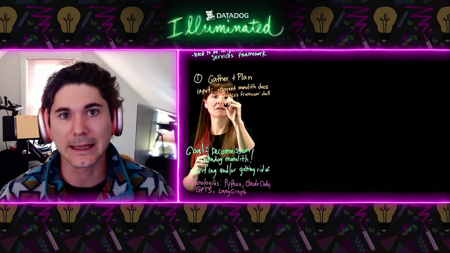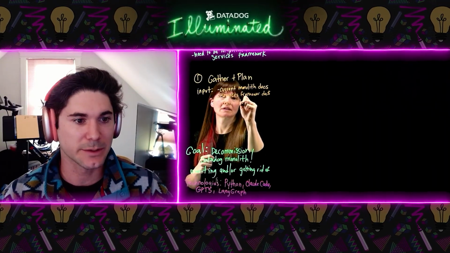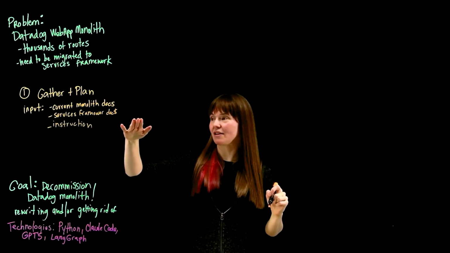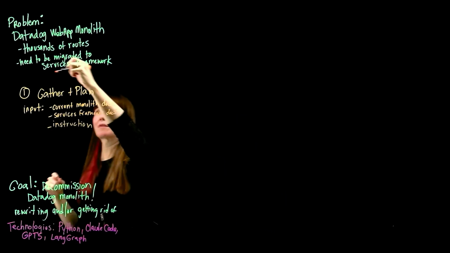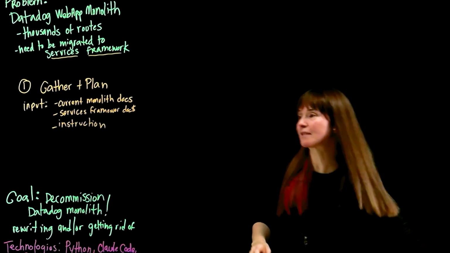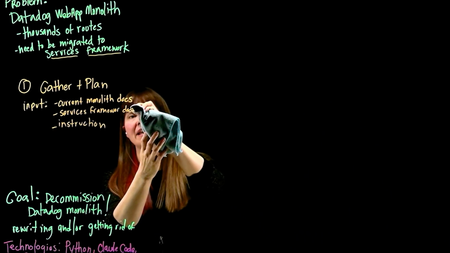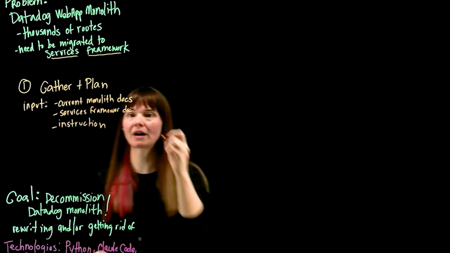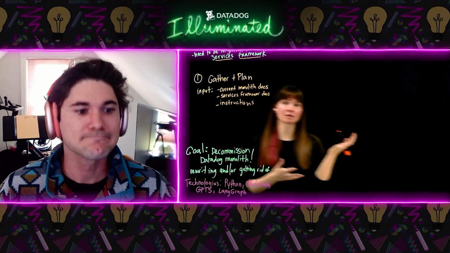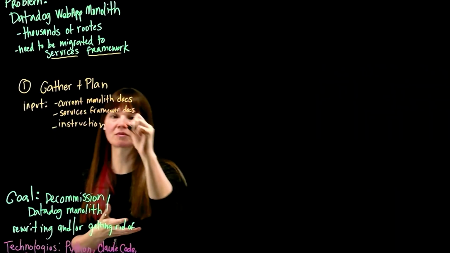And then we have it go and read all the code and create a plan of execution for the code transformation. So we have a gather and plan step. It has the current monolith docs. It has the services framework docs that we mentioned up top, and that's where we want it to go. But as part of the service framework, it has a destination repo, right? And then we're also giving it instructions, like a prompt. When we say instructions, we mean a prompt.